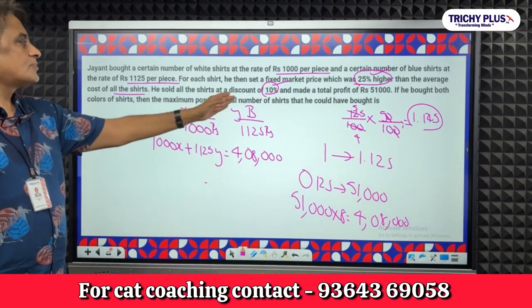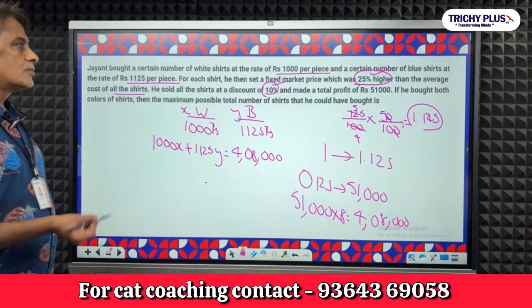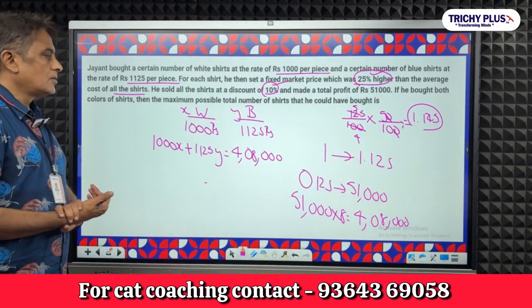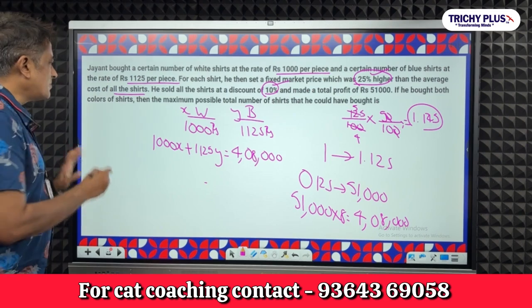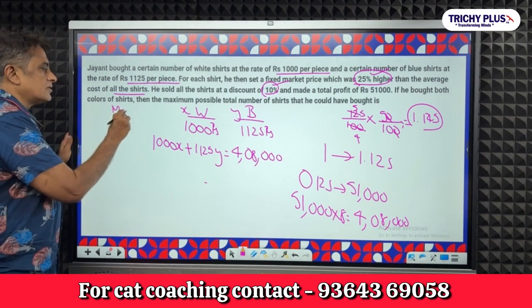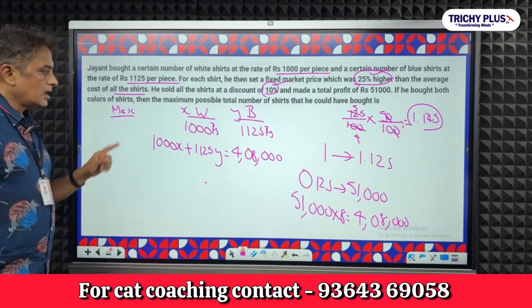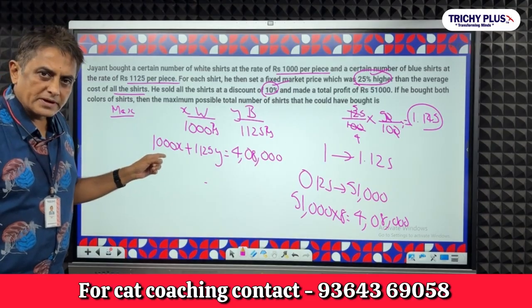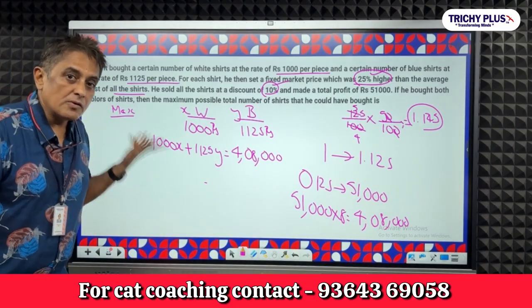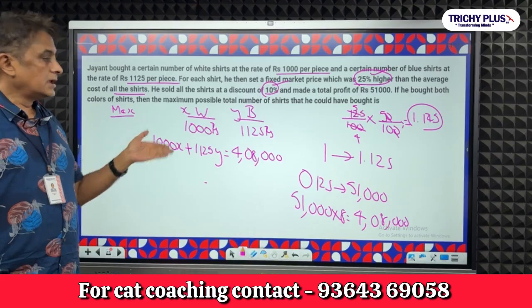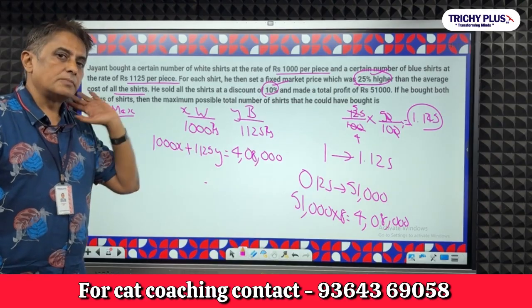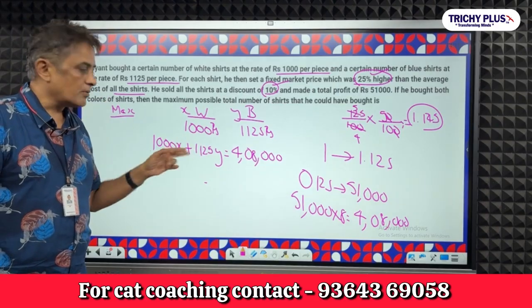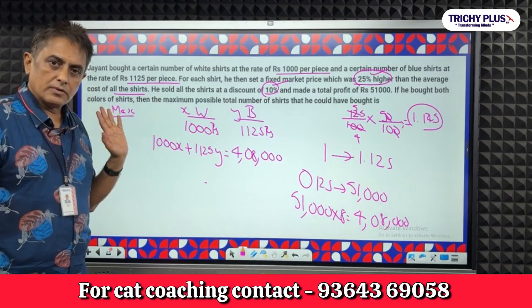Then what is the maximum possible total number of shirts that he could have bought? For the maximum, I have to use my common sense. White color shirt is cheap, so the more of it he buys, the better. The fewer of this he buys, the better. But he has to buy this, because 1125 goes, right?